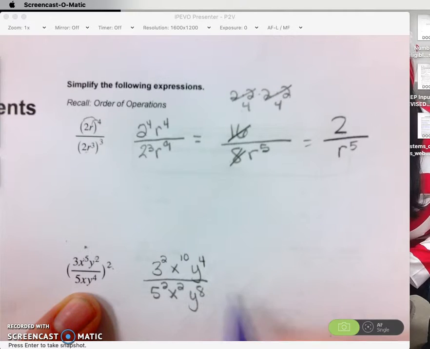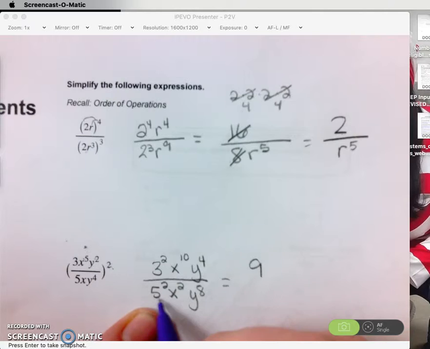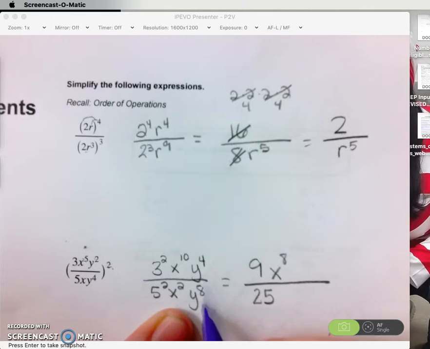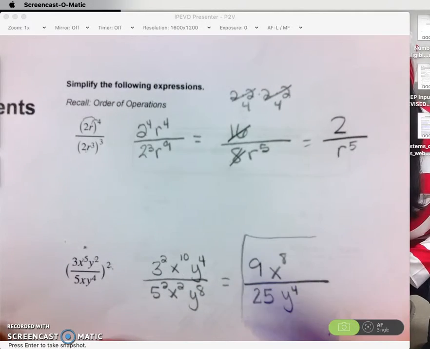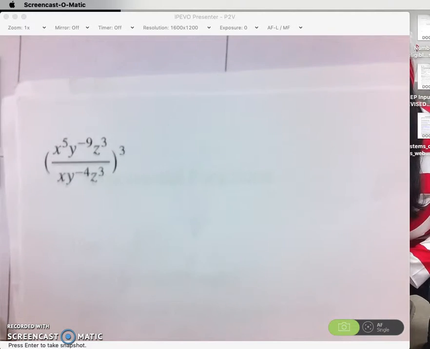Then I can simplify. 3 times 3 is 9. 5 times 5 is 25. I'm going to subtract these, so it's a positive number, so we go on top. This would be a negative 4, so it's going to go on the bottom as 4. Double check that I can't simplify anything else out. This would be 3 times 3, and this would be 5 times 5. So a little more complex one.